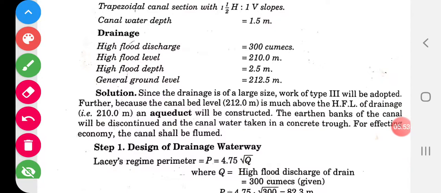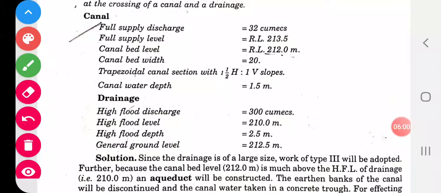So in cross drainage work, the very first thing we will see, and I just want to tell you one important point over here: first, just check and compare. The RL of the canal bed level is given as 212 meter, and the RL of the high flood level of the drainage is given as 210 meter. So compare these two.